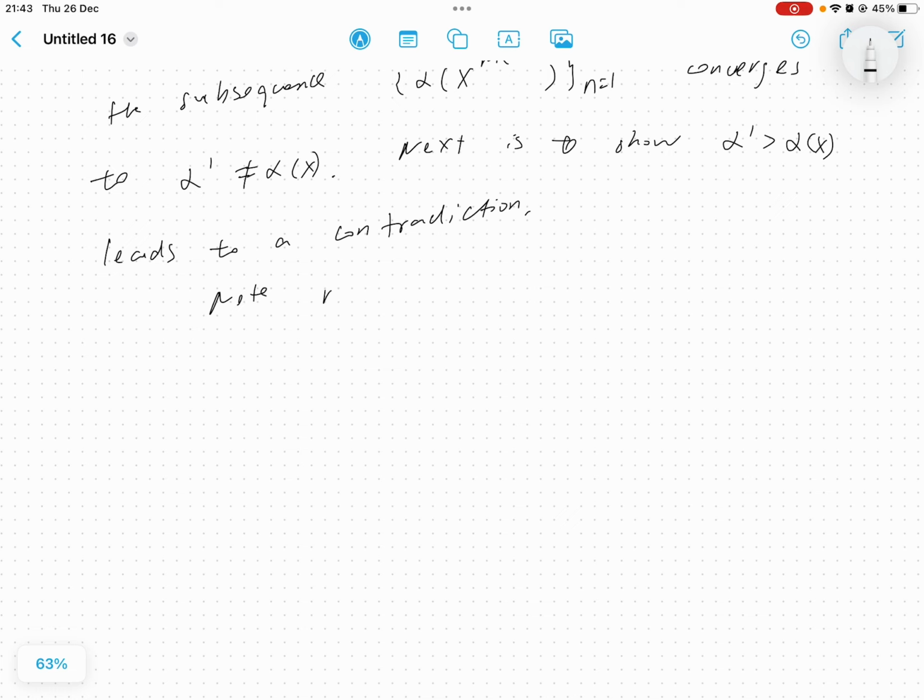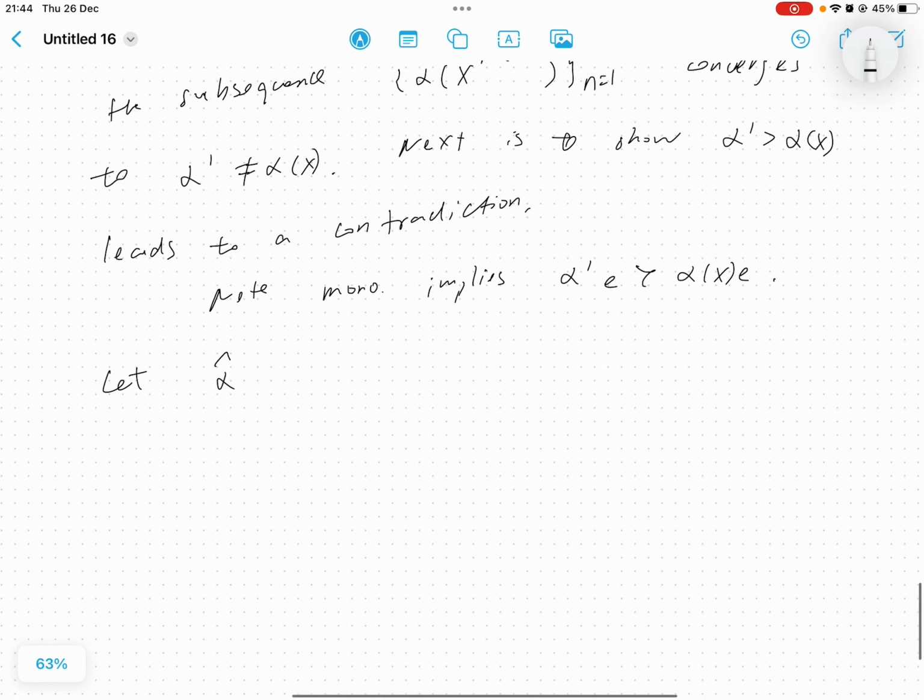the monotonicity implies that alpha prime e is strictly preferred to alpha e, right? Because alpha prime is strictly bigger than alpha x. So now we simply let some midpoint between alpha prime and alpha x. Okay, so the midpoint would be a half of alpha prime plus alpha x.